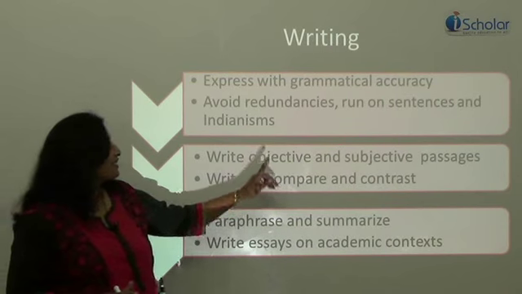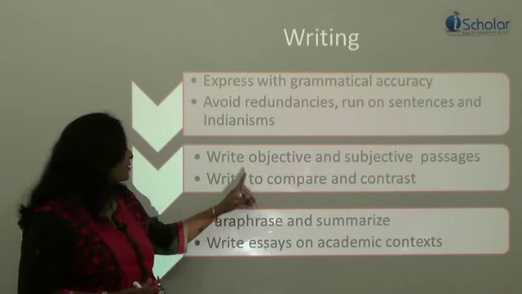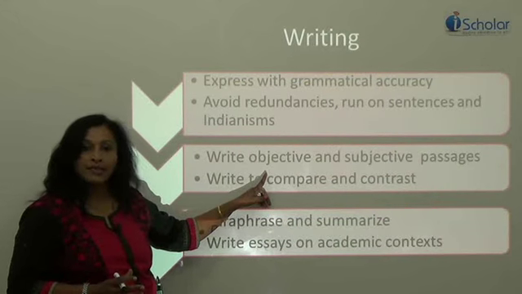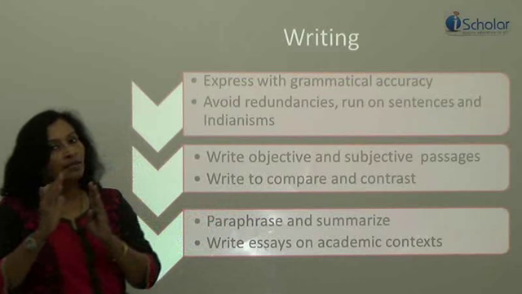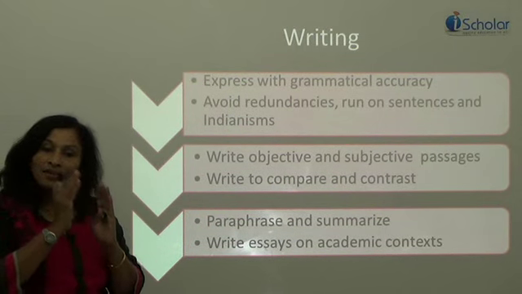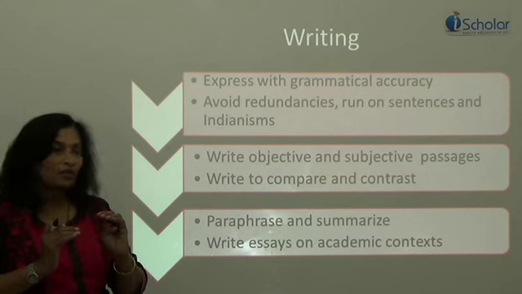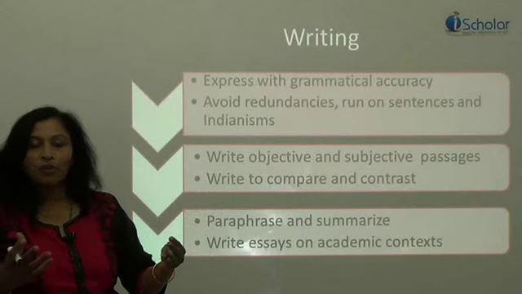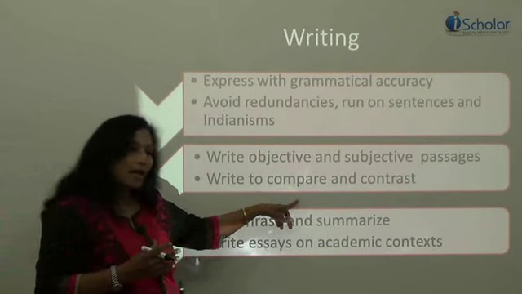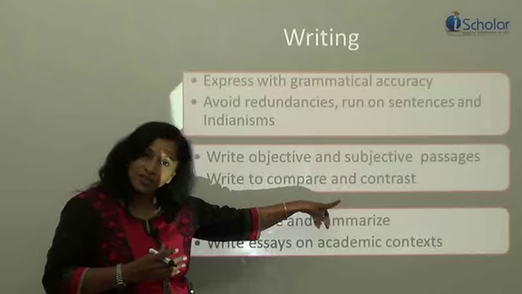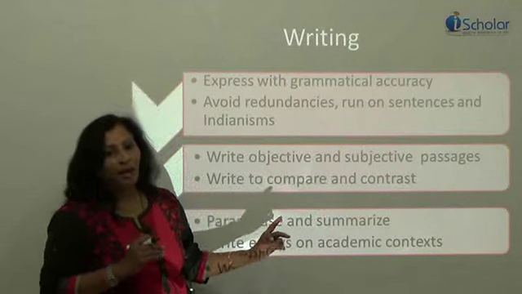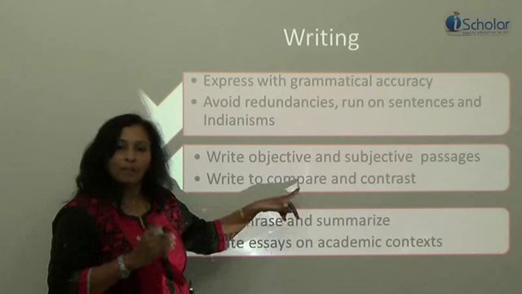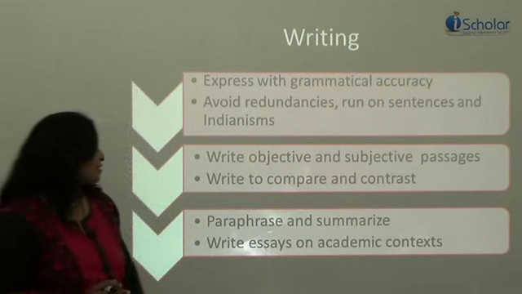Whenever you get any kind of a thing to write, you must recognize the objective and subjective passages. You should be able to write both an objective passage and a subjective passage. When you write, you must be able to differentiate between the two. And in any kind of writing, when I present a point of view, I should be able to bring in comparisons and contrasting features to drive home my point of view. This is extremely important.